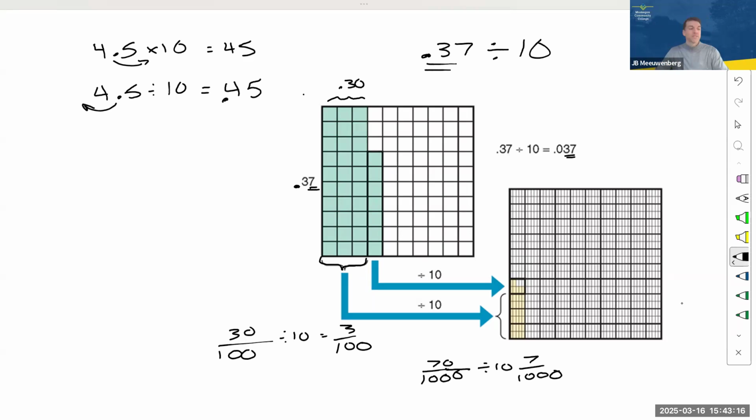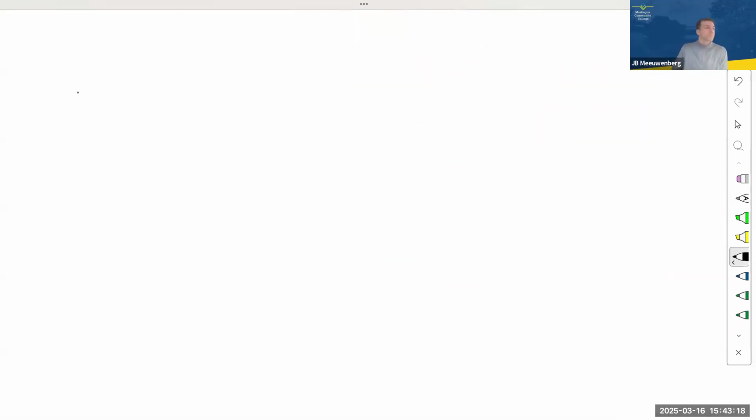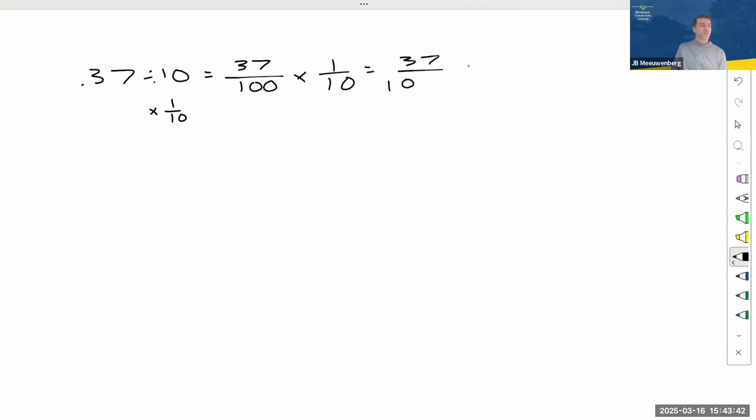Another way to look at this is by examining it with fractions. If we take 0.37 divided by 10, that's the same thing as taking 37 hundredths times 1/10. Because remember, when we divide by a number, it's the same thing as multiplying by its reciprocal. Well, 37 hundredths times 1/10 is 37 thousandths, which is 0.037. So we can see that 0.37 divided by 10 shifts that decimal point one spot to the left. And of course, we had to add that 0 there.